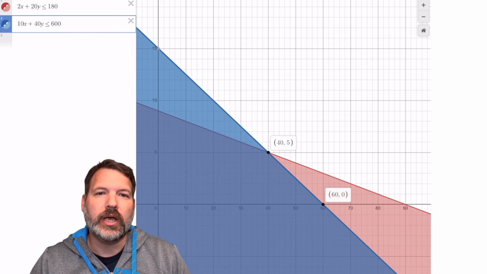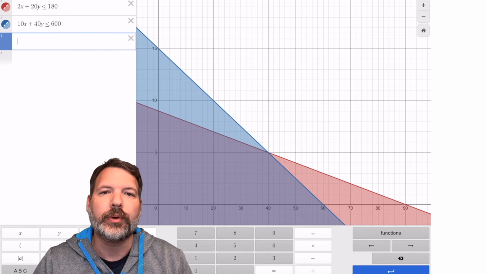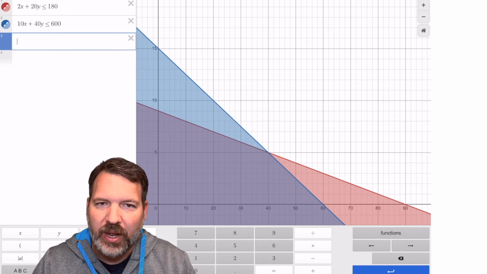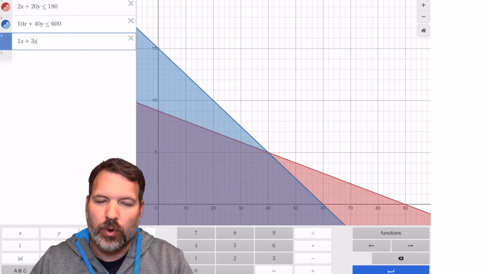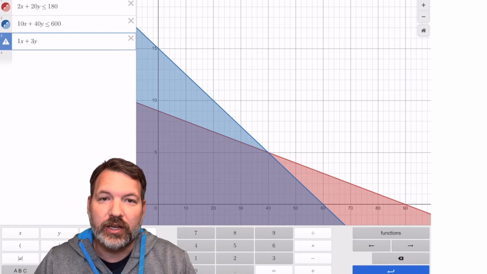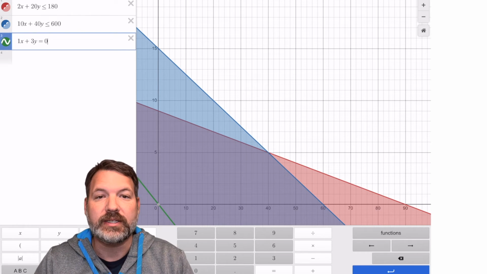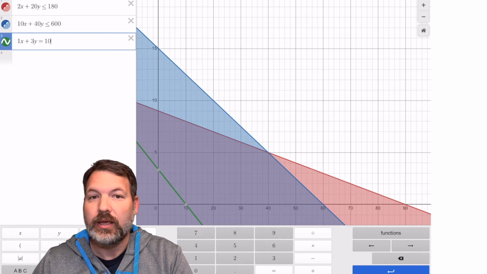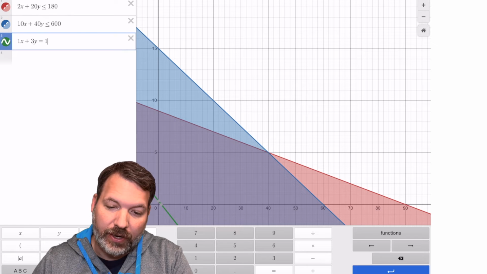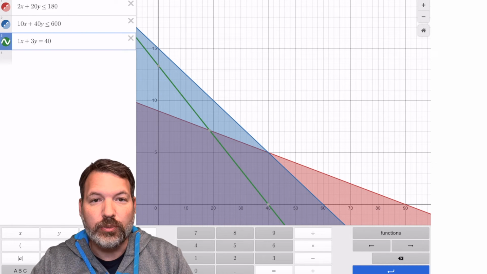But let's go ahead and justify that. I said I would show you why it is that the corners are always going to be your maximizing or minimizing points. So we have this equation, 1x plus 3y, which itself is a linear equation. If you put something like equal to 0, that green line down there in the bottom left corner is what it would look like. If you put equal to 10, it would kind of slowly move to the right. Equal to 20, equal to 30, equal to 40, that line is moving to the right.